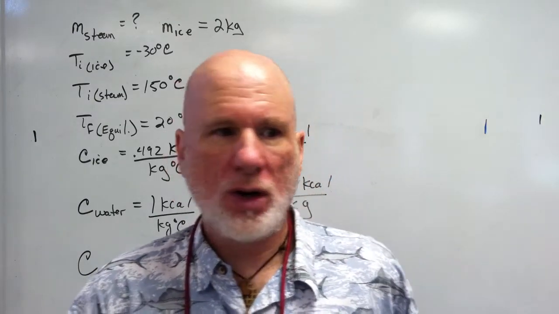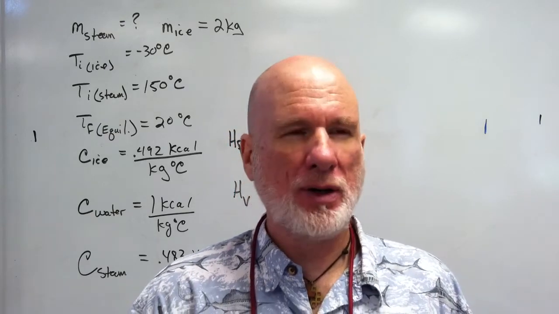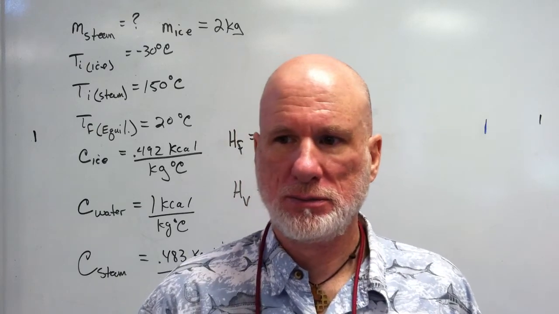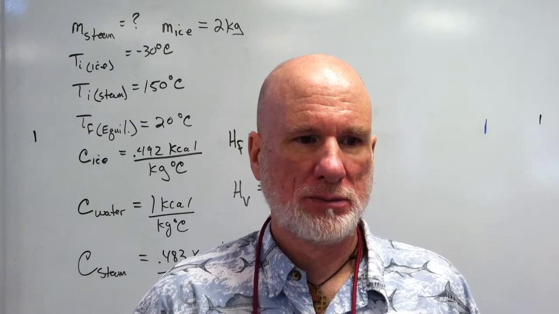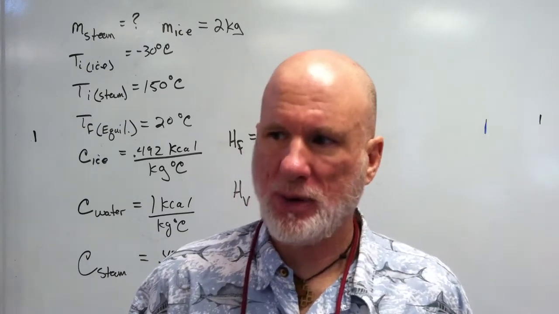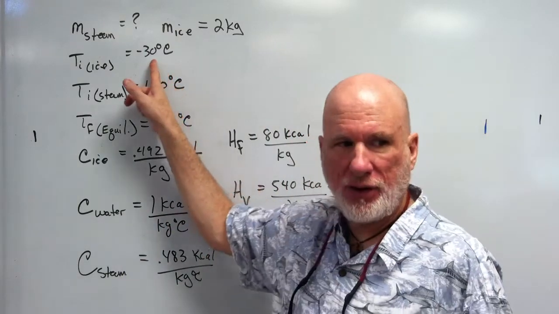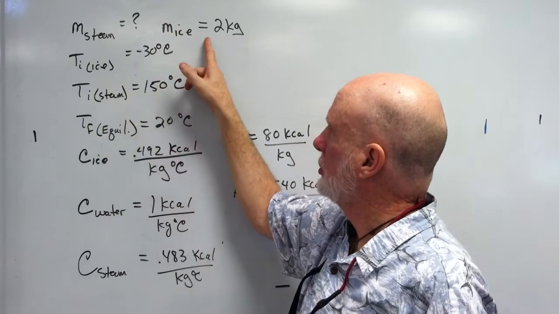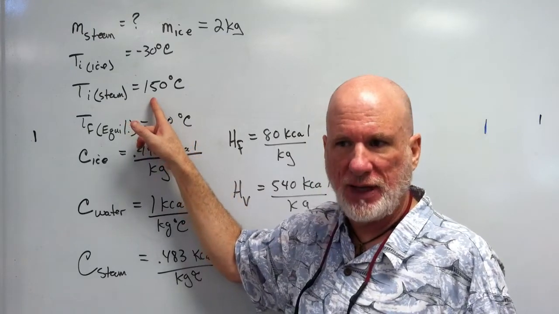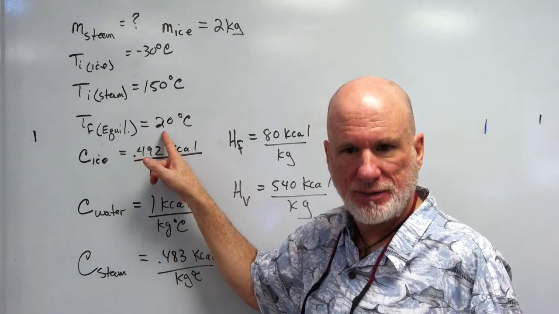Now, we're going to do this in 2 or 3 different parts. I'm going to call this ice problem 4, part 4. And we're going to do subparts A, B, C, and D. Hopefully we'll get through it in 4 quick parts, okay? In this problem, we're starting with 2 kilograms of solid ice at negative 30 degrees, and we're going to start off with the steam at 150 degrees, and the equilibrium temperature is going to be 20 degrees Celsius.